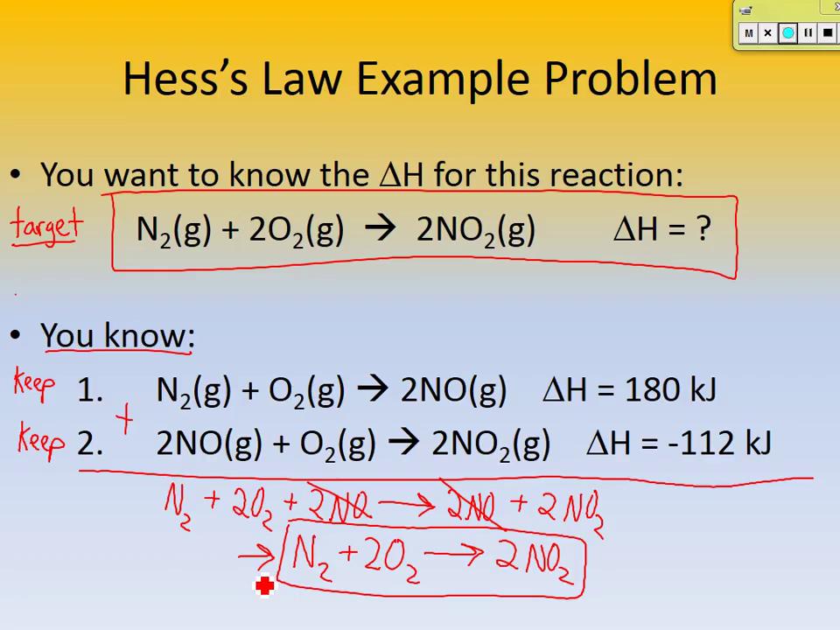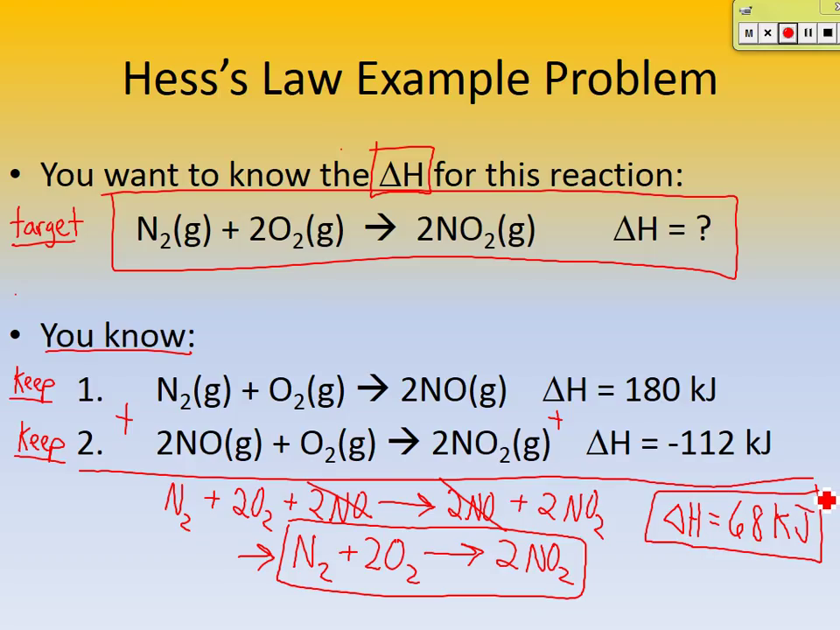But is that my answer? No, it wants us to calculate delta H. Well, if we kept equation number 1 as is and kept equation number 2 as is, all we have to do, because we added them together, is add these 2 values together. So what's 180 plus a negative 112? Is it 68? So positive 68 kilojoules. That's really the answer to this question.